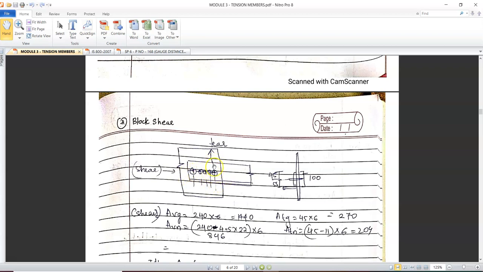Now this becomes the block shear failure pattern. From the edge of the plate to the center of the bolt, and from the center of the bolt towards the toe of the angle, not towards the heel, towards the toe of the angle. Across this section, your angle fails by block shear, that is failure by shearing and tension.